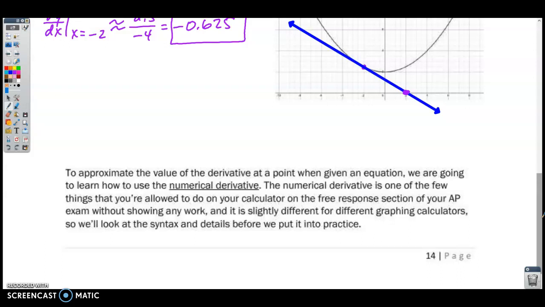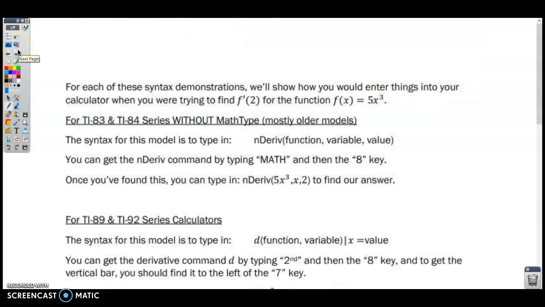How we handle it is slightly different for different graphing calculators, so we're going to look at the syntax and details before we put it into practice. I'm going to use probably the 3 most common calculators for my students. If you have a calculator other than these, I suggest you look at your owner's manual. All right, so if you have an older TI-83 or TI-84 series, which does not have math type, most of the newer ones have math type in them.